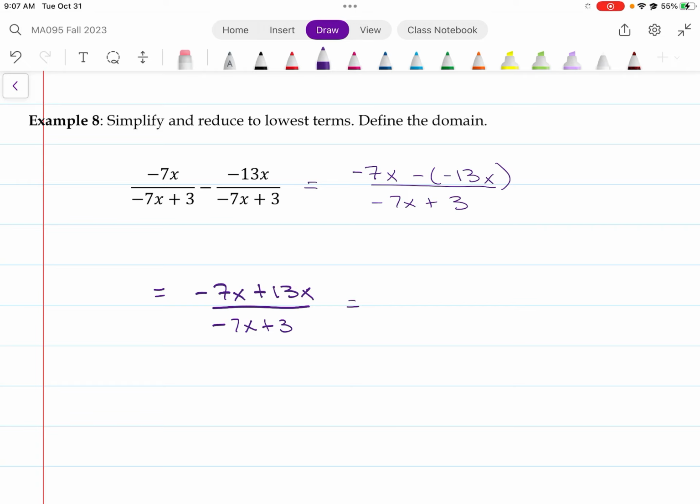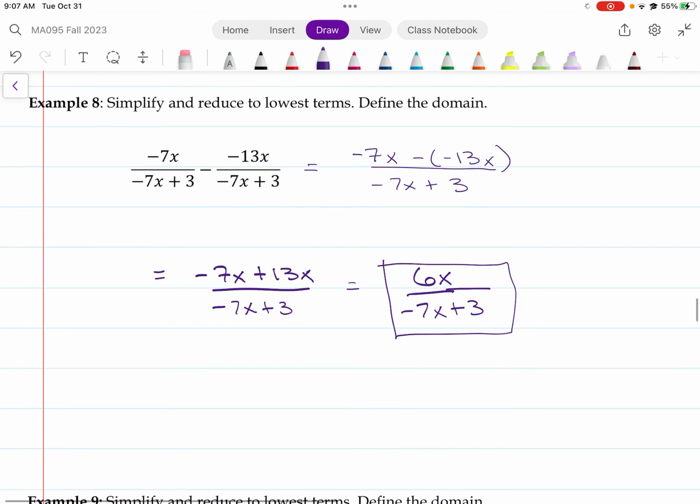All right, so now on the top, we end up with negative 7 plus 13 because they're both x's. So I'm just thinking about the coefficients in front of them now. And I get 6x over negative 7x plus 3. All right, does anything cancel? No, there's no factors, so there's nothing to cancel. All right, so that's the final answer.